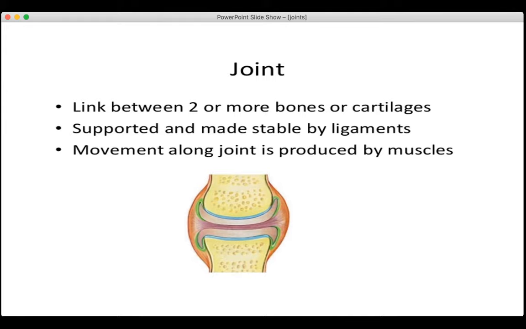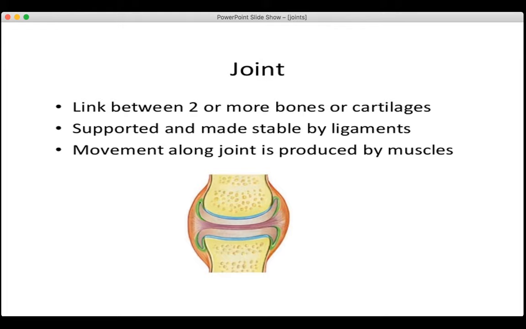A joint, in simple words, is a link between two bones. And cartilage, what is cartilage? It is also involved there. Cartilage basically helps to provide cushion. In layman's language, or in very simple terms, you can say it is around the bones and provides the cushioning part. So basically a joint is a linkage between two bones, and it is supported by ligaments.